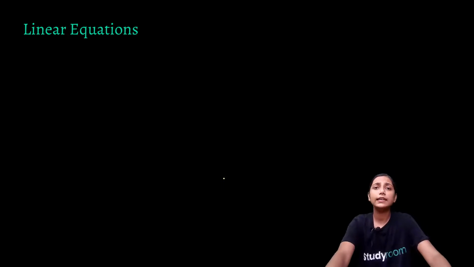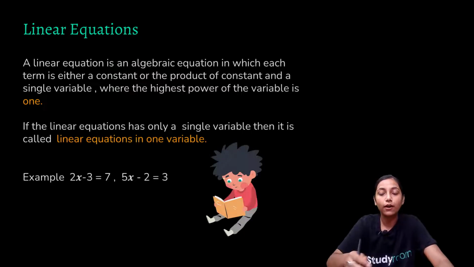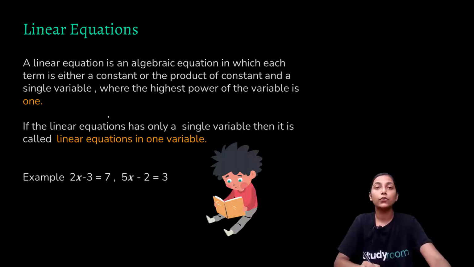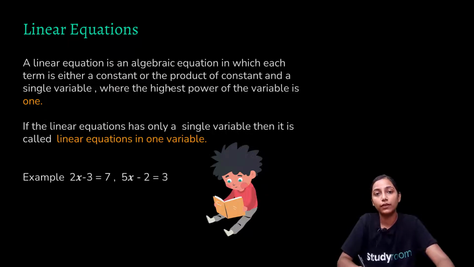Now what are linear equations? A linear equation is an algebraic equation in which each term is either a constant or the product of a constant and a single variable, where the highest power of the variable is 1. Highest power means degree. So if the degree is 1, then such an algebraic equation is known as a linear equation.